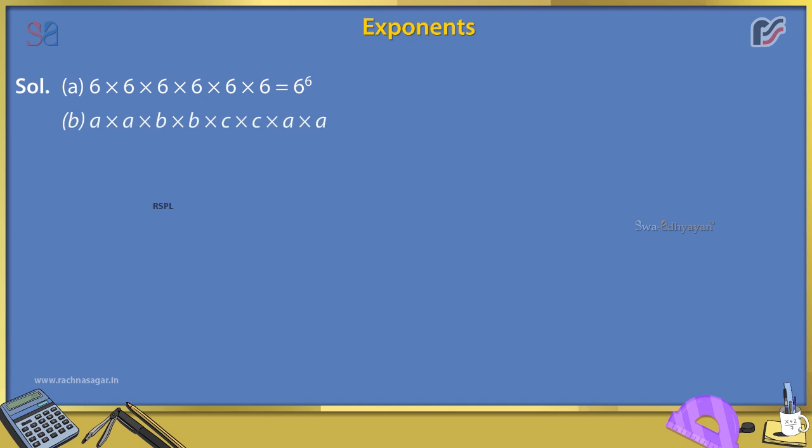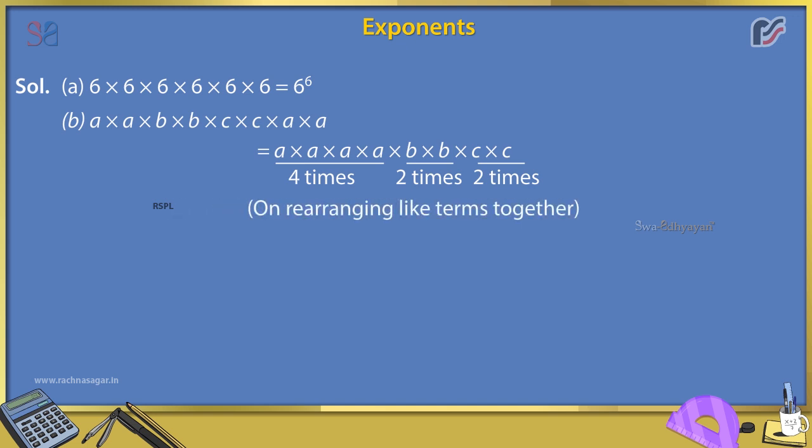power 6. B. A into A into B into B into C into C into A into A is equal to A into A into A into A into B into B into C into C. A 4 times, B 2 times, C 2 times. On rearranging like terms together, it is equal to A raised to the power 4 into B raised to the power 2 into C raised to the power 2, which is A raised to the power 4, B raised to the power 2, C raised to the power 2.